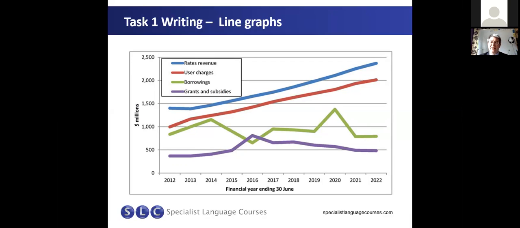So this is for the financial year ending 30th of June. On each of the years we see along the bottom, so the years from 2012 to 2022. Now that's important. Is it 2022 yet? No. So here we'd have to think about tense if we were writing about a graph with this one. Some of it is in the past, some of it's looking towards the future.